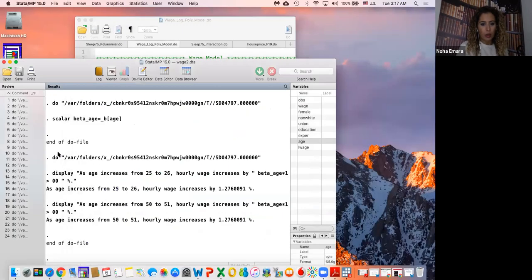When you go here, the answer is the coefficient that Parth said. He said 0.012, but I need to multiply it and add the percentage symbol. So it's 1.276%. If the age increases from 50 to 51, I do have the same number. Why? Because the model is still linear in age. As long as the model is still linear in age, then I do get the same slope. It's a constant slope. Okay. All right.